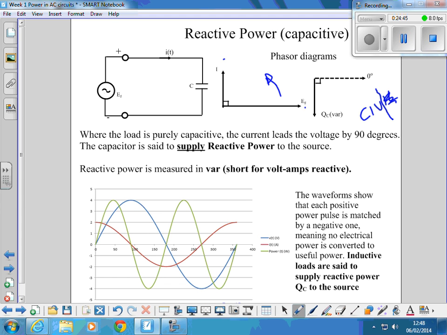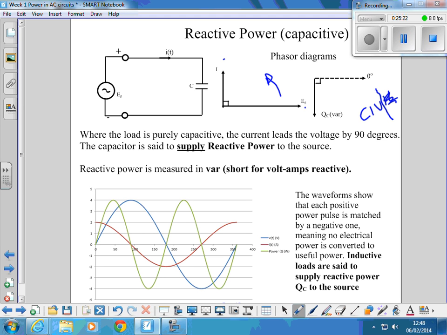When we plot the waveforms for this circuit, again, we've got the current in red, the voltage in blue, but this time the current is peaking ahead of the voltage by 90 degrees. Our power pulses again have got positive and negative sides to them, but they're the opposite way up to what they were with the inductor. The inductor went underneath first and over the top second.